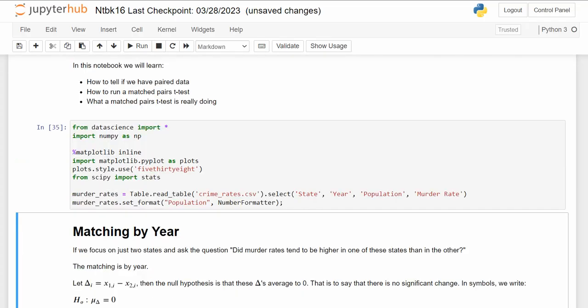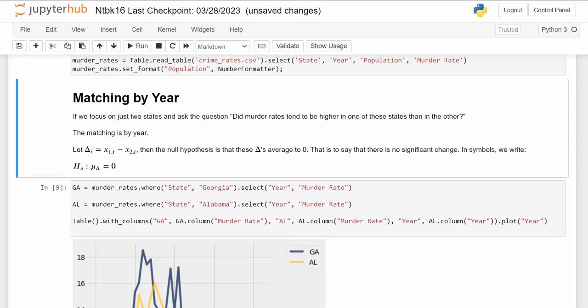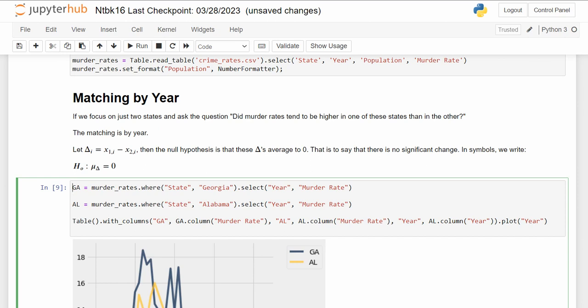Okay, so I'm going to initialize the code there, and you'll notice that the very first thing they say about this is we're matching by year. Okay, so what are we going to do? We're going to create a table called Georgia, and it's the murder rates from the murder rates data where the state equals Georgia. And we're just selecting two columns, the year and the murder rate. Okay, we're doing the same thing for Alabama. Okay, and then we're putting the two tables together. So we have both Georgia and Alabama.